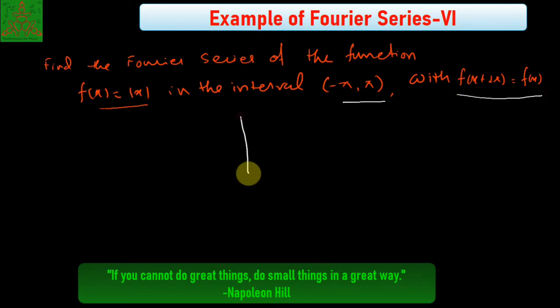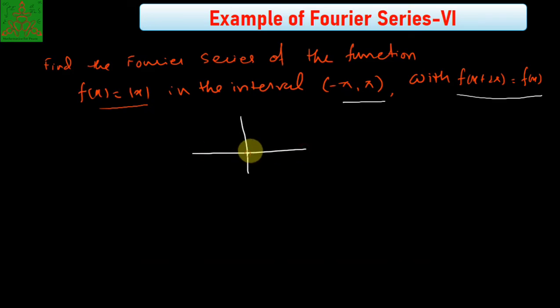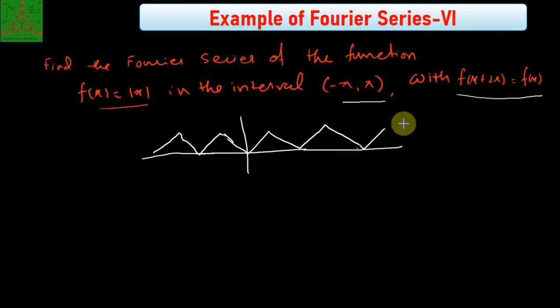To see the graph of this function, it looks like this, and it is periodic, so that's why you will get the same graph over the entire real line. And this is a periodic function. You can see that it is called the triangular waves. So this is known as the triangular waves. So we are calculating the Fourier series for triangular waves.